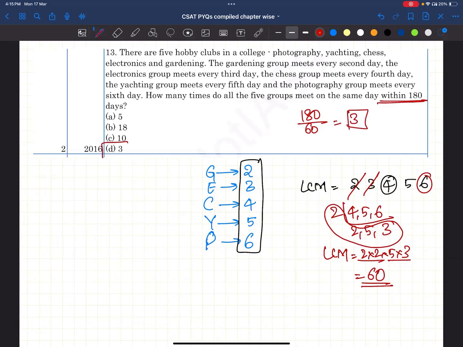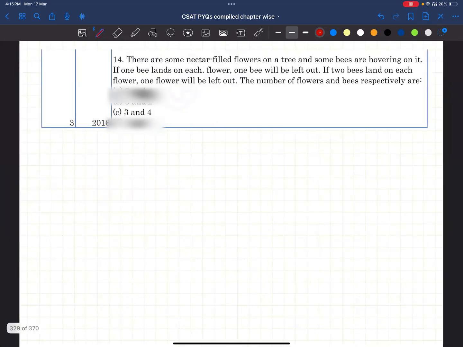They meet 3 times within 180 days. Okay. Let's go to the third question. There are some nectar-filled flowers on a tree and some bees are hovering on it. If one bee lands on each flower, one bee will be left out. If two bees land on each flower, one flower will be left out. The number of flowers and bees respectively are.